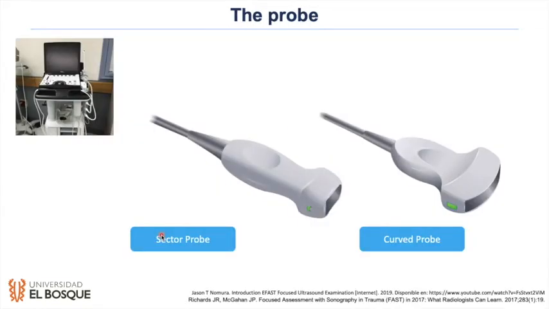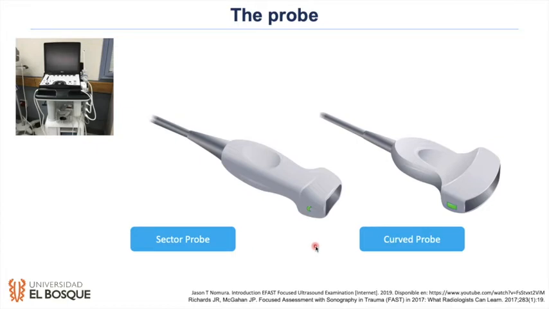Now, we are going to talk about how the machine is and how you have to select, for example, the probe. So here is the machine. And the probe selection in the evaluation of the trauma patient is dependent on what the main focus of the examination is going to be.